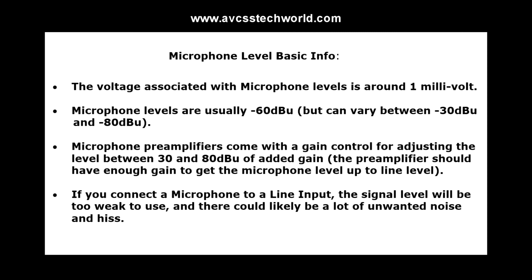Let's start with microphone levels. The voltage associated with microphone levels is around 1 millivolt. Microphone levels are usually minus 60 dBu, but can vary between minus 30 dBu and minus 80 dBu. Microphone preamplifiers come with a gain control for adjusting the level between 30 and 80 dBu of added gain.